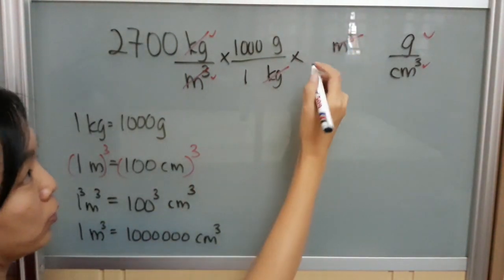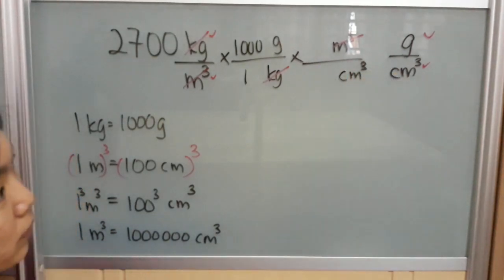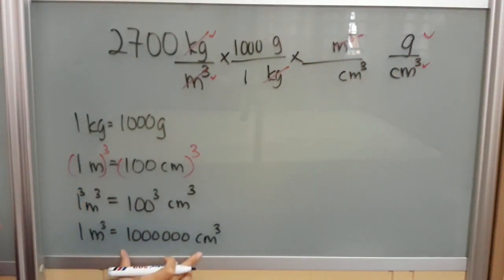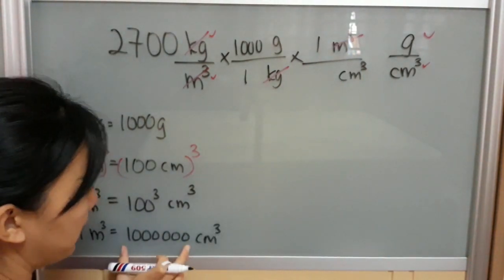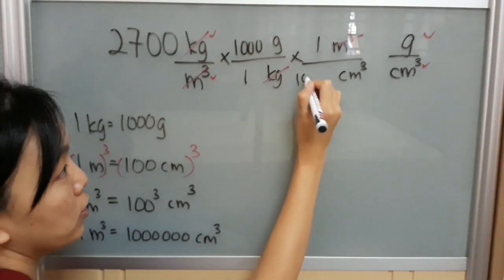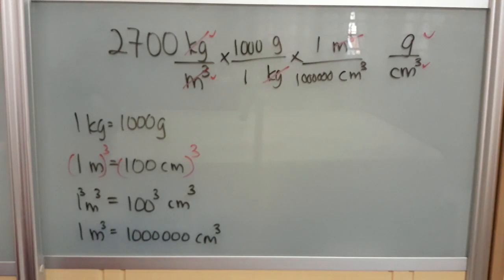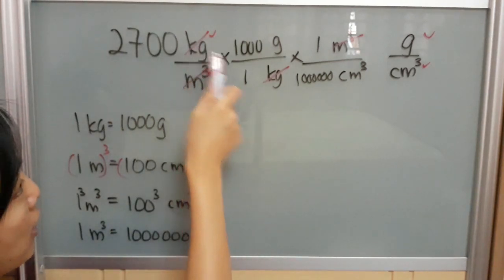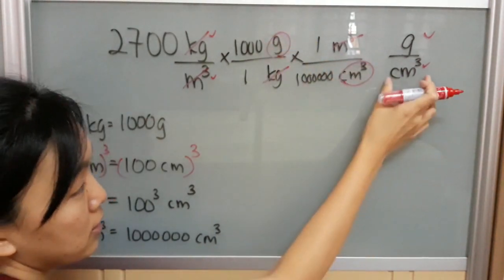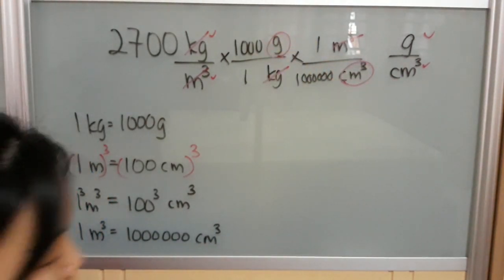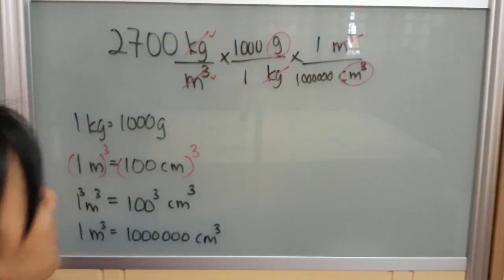So meter cube to what we want is cm cube. Meter cube, cm cube. Meter cube, cm cube. I can put 1 million here. 1,000,000. In order to get this, let's check. Slash, slash, slash, slash. What I left is this and this. Yes, exactly, this is what we want. What is the next step I have to do?